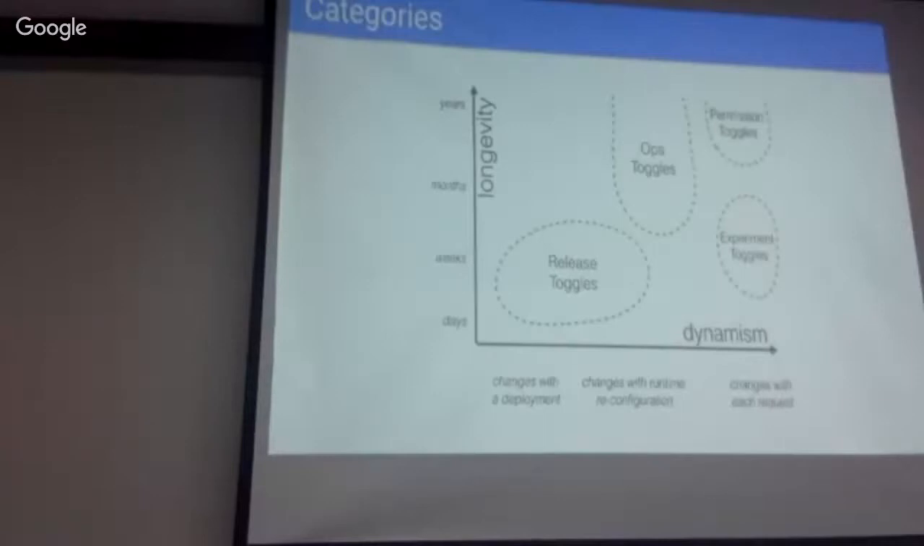So toggles in general could be categorized into two dimensions. One is based on the longevity, how long the toggle is going to live in our system, and another is around the dynamic nature of the toggle, like how am I going to determine which toggle is in action, right? Let's get into more details about these two dimensions.